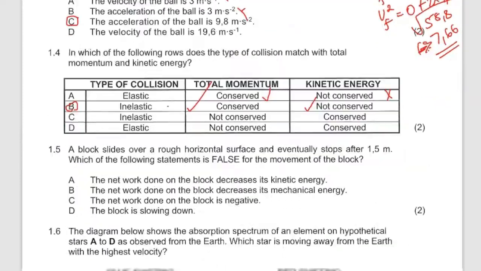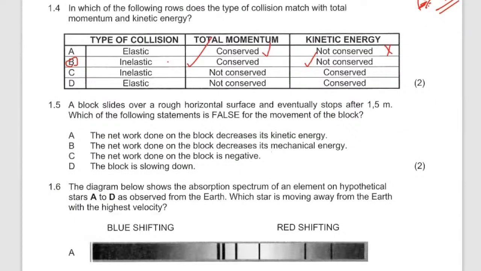Then 1.5. A block slides over a rough horizontal surface and eventually stops after 1.5 meters. Which of the following is true for the movement of the block? Okay. It is telling us that the net work done is when the block decreases its kinetic energy. This is correct, because we know from the work energy theorem that the net work done is equal to the change in the kinetic energy, the EK. Okay.